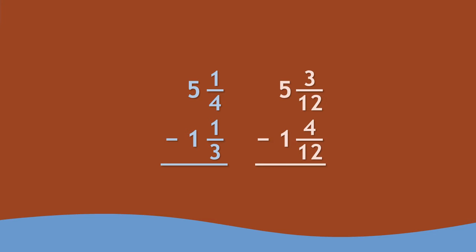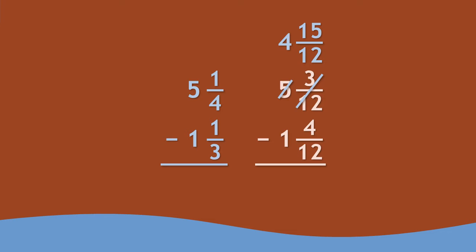And so in this case, we're going to borrow 1 from the 5, which turns that 5 into a 4. Now the one that we're borrowing is not going to stay as a whole number. It's going to become a fraction. And we want it to become a fraction that has a common denominator with the fractions that we're working with. So in this case, the one that we borrow is going to become 12 over 12. So we're going to add that 12 over 12 to the 3/12, and we get 15/12.